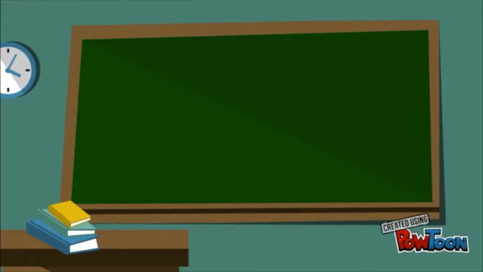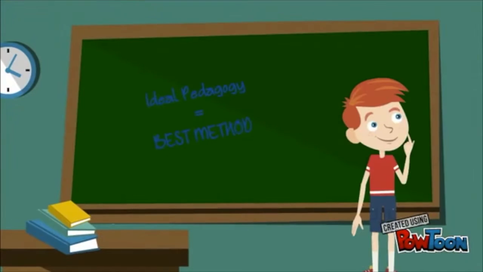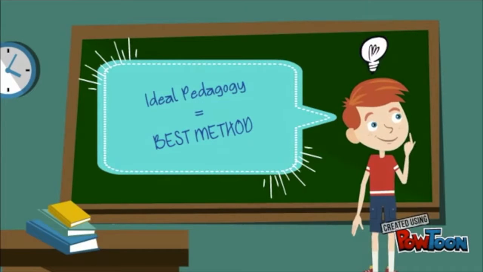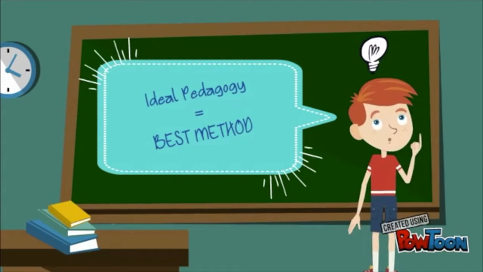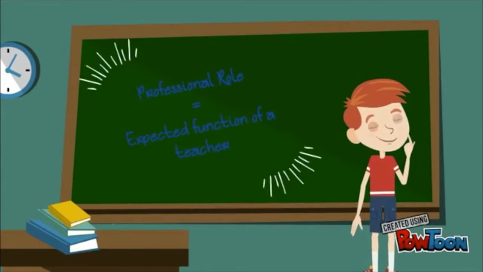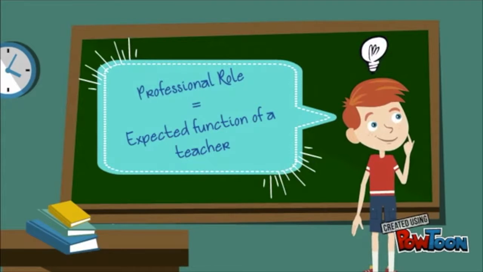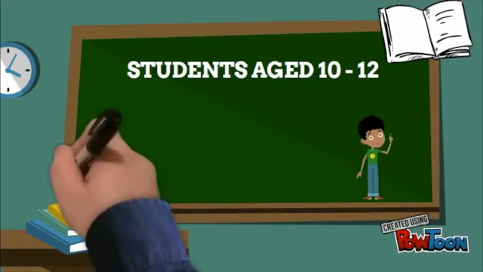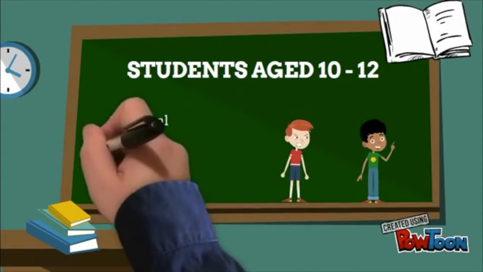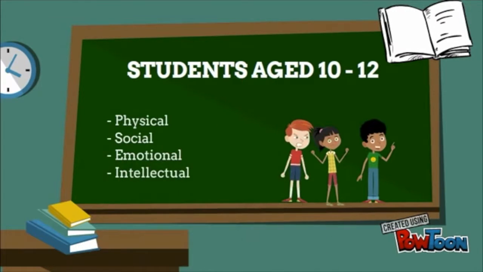But first, what is teaching? Ideal pedagogy and professional role. Teaching is the occupation of a teacher, educating students so that they may become functional citizens of society. Ideal pedagogy is simply whatever may be considered the best method of teaching at any given time, and professional role is the expected function of a member of a particular profession.